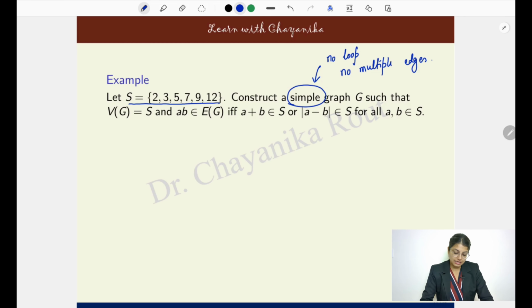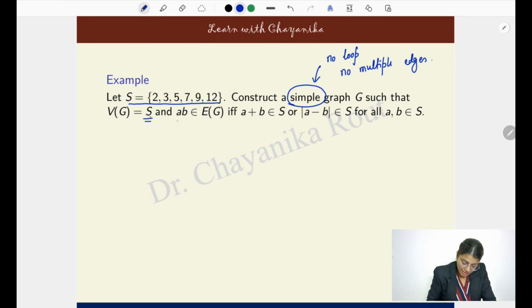Fine. Such that Vg will be equal to S. So the graph G should be such that the vertex set of the graph is the set S itself. And how to draw the edges? There is a criteria given, basically which pairs of vertices should be made adjacent in the graph.